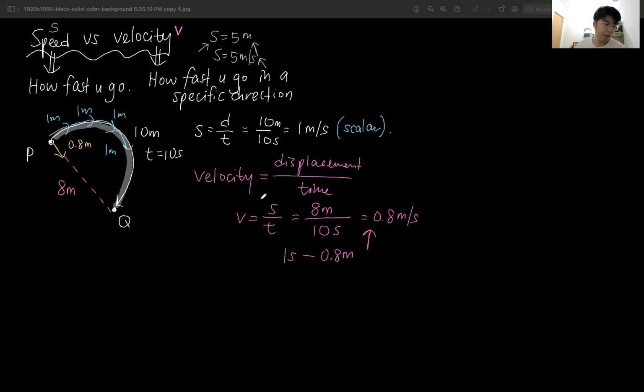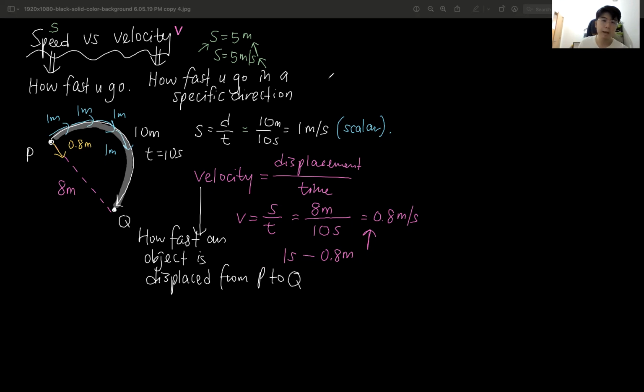Okay, so in other words, velocity is termed as how fast an object is displaced from P to Q. How fast? Okay, so 0.8 meter per second. 1 second, 0.8 meter. 1 second, 0.8 meter. And 10 second, it would have been displaced to point Q.